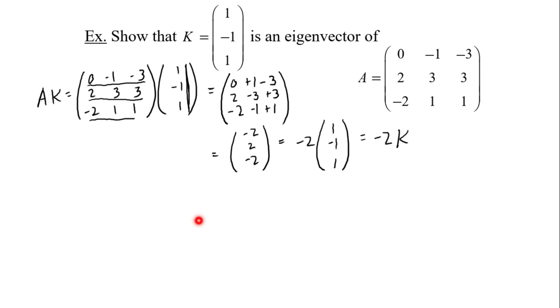That tells me two things. First of all, that tells me that k is an eigenvector, which is what we wanted. And it also tells me that its eigenvalue is negative 2. Eigenvectors and eigenvalues are associated with each other. So this vector corresponds to the eigenvalue negative 2.